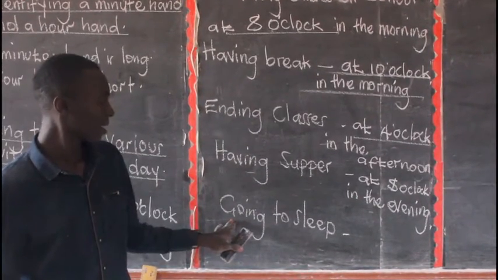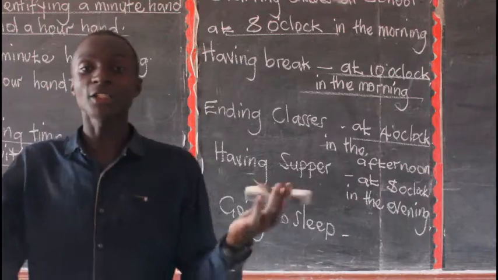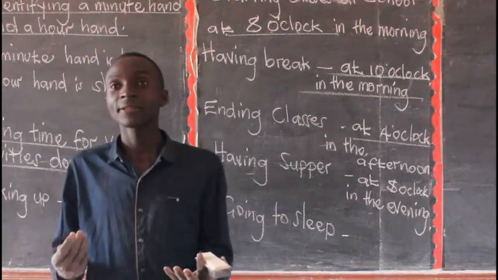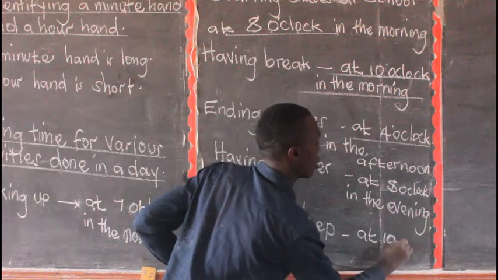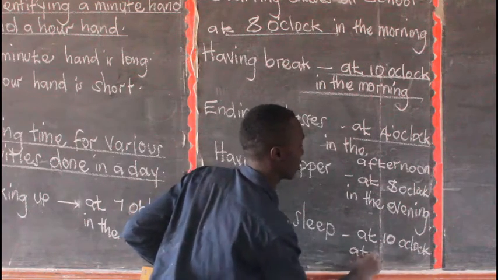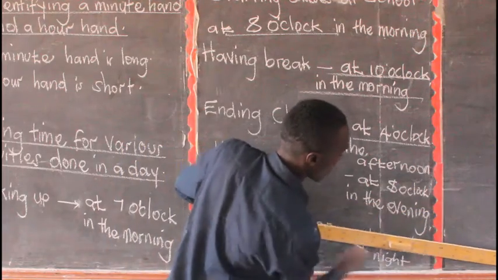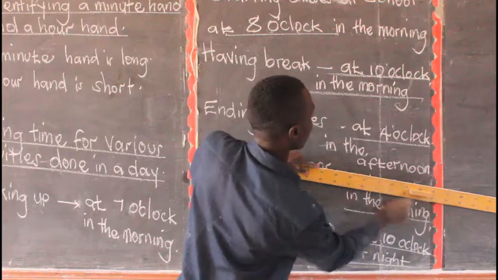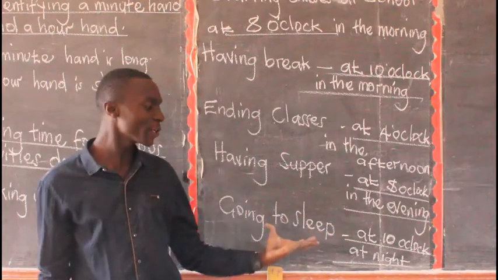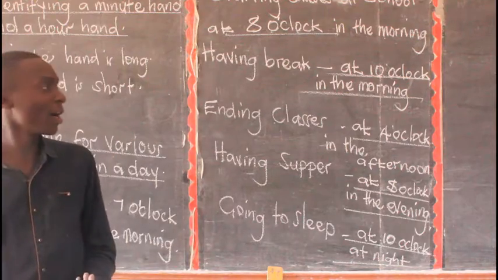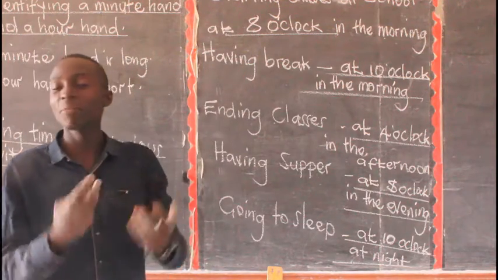Going to sleep. You can say I always go to sleep at 10 o'clock at night. So this is how you can say it. Having supper at 8 o'clock in the evening, or at night. Going to sleep at 10 o'clock at night. Having breakfast at 10 o'clock in the morning. Starting classes at 8 o'clock in the morning, and others.